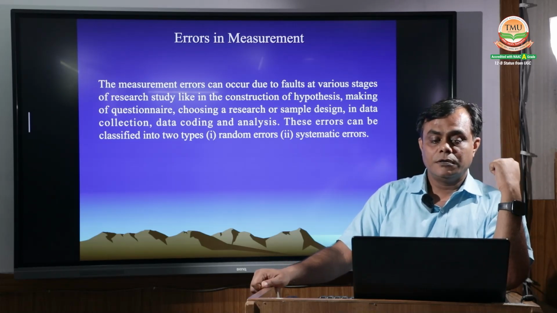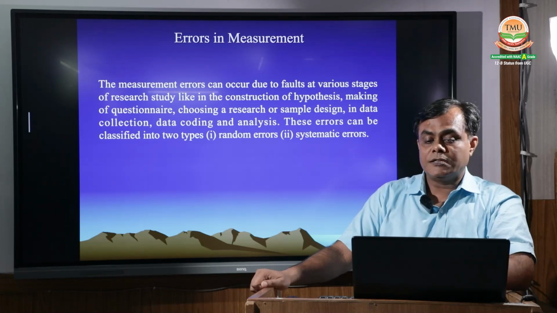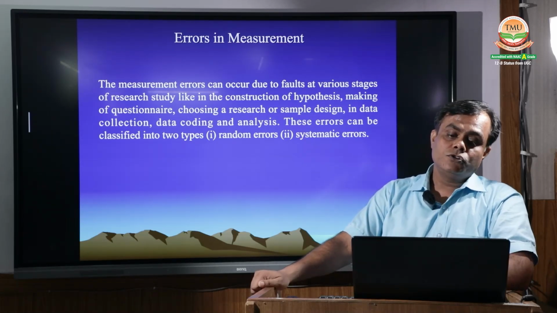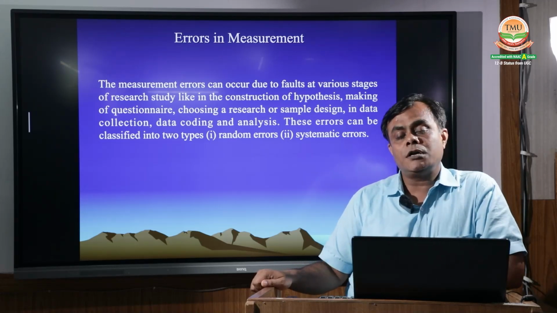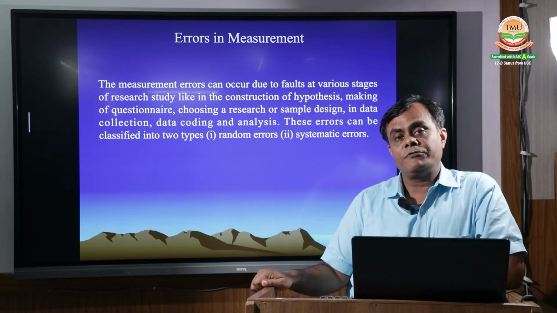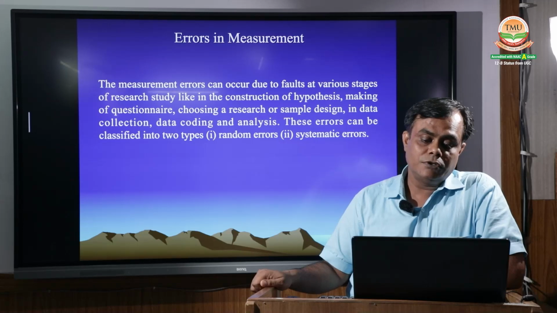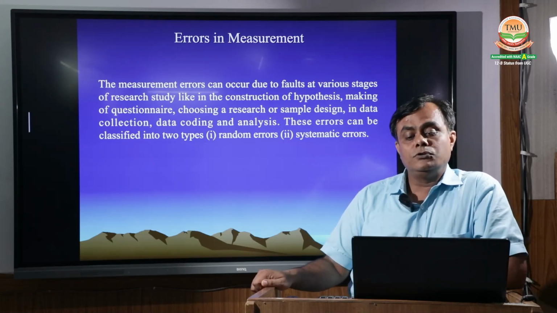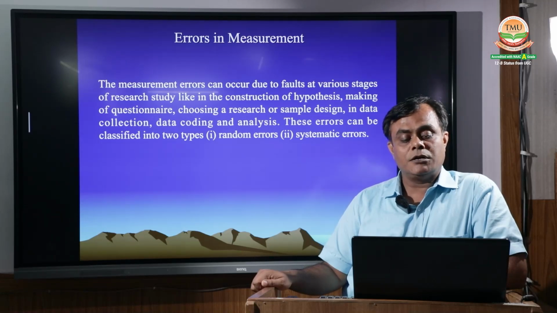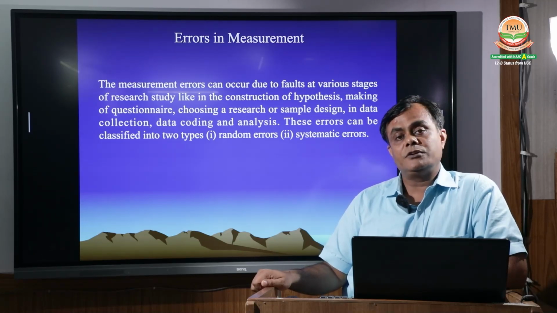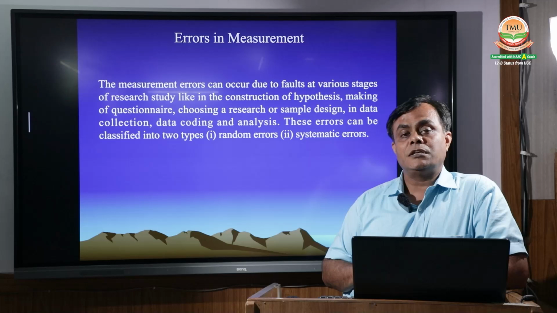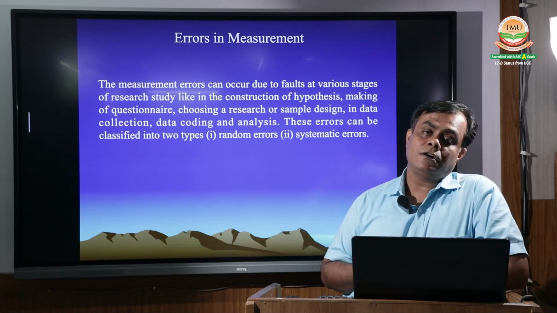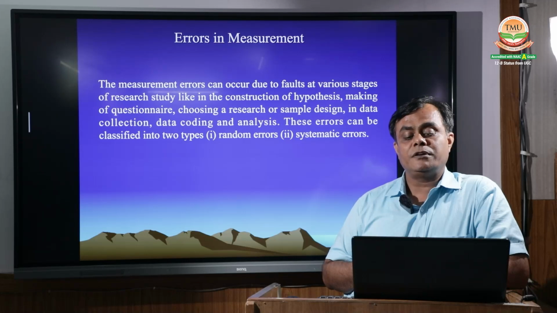Random errors are due to unassignable causes and therefore are uncontrollable. So random error is an uncontrollable error. That type of error we are not able to control. So that type of error is known as random error. This error does not have a pattern and can occur in any measurement. So we cannot say that there is a particular pattern of random error, and that type of random error occurs in any kind of measurement.